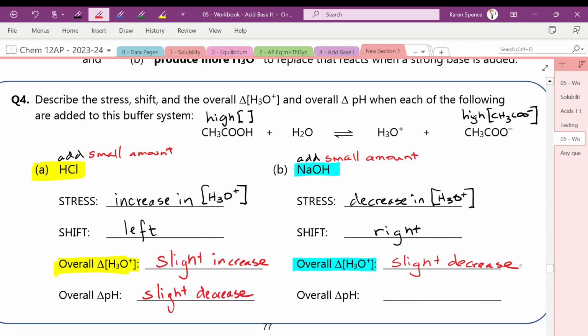Because remember, if here's our initial H3O plus, we add some sodium hydroxide and it drops, but then the system shifts until what?